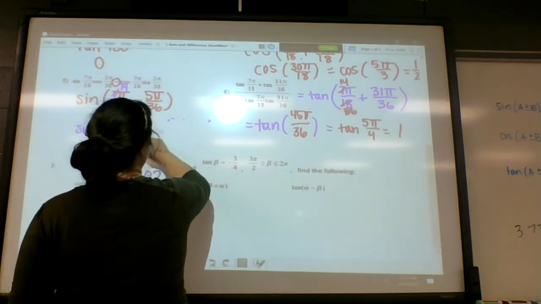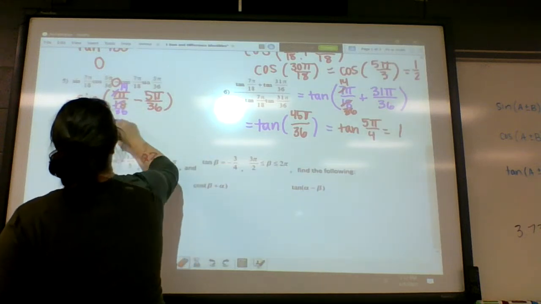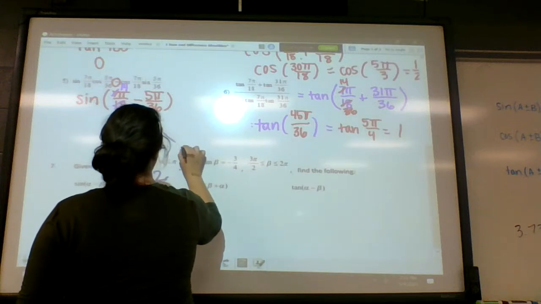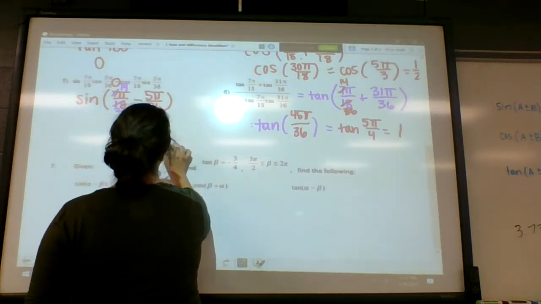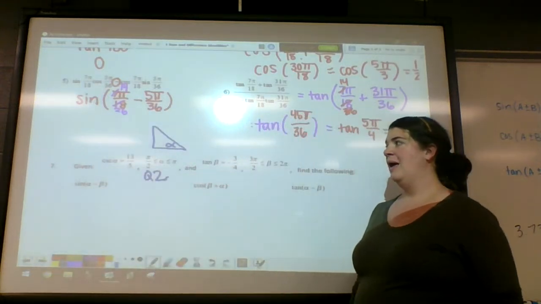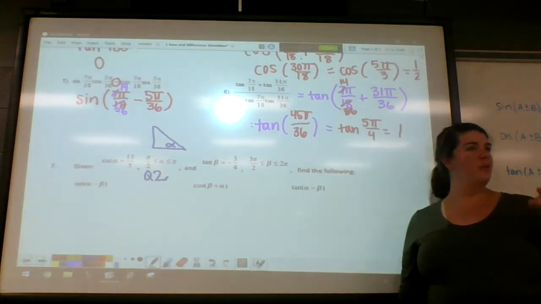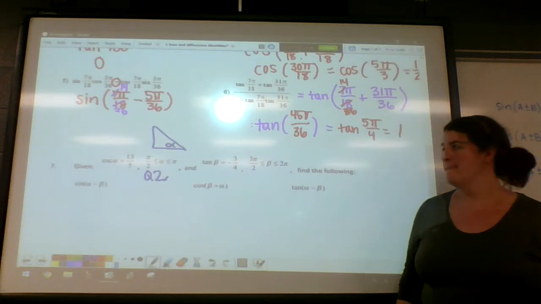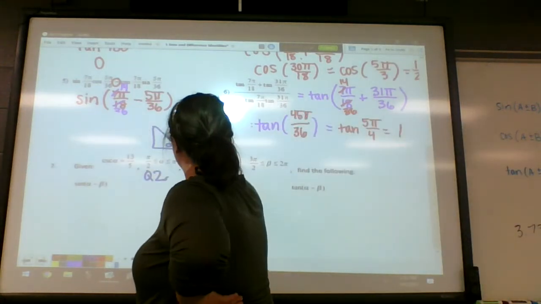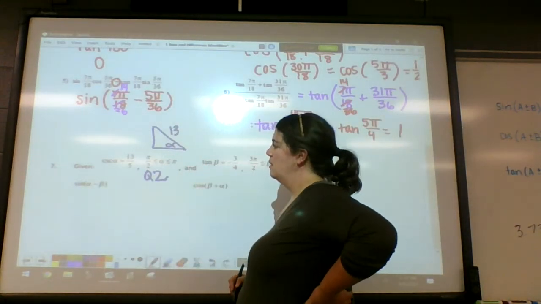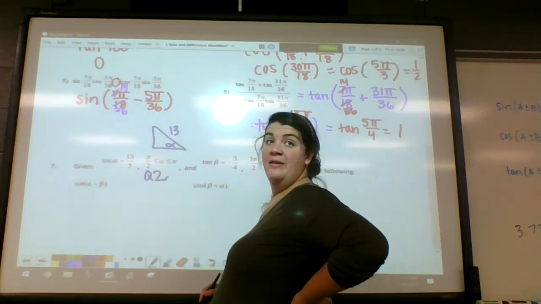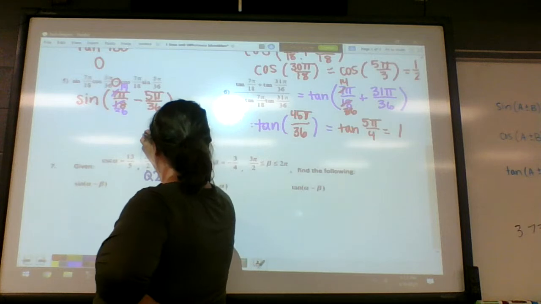So let's take a look at what is happening here. I'm going to give myself a little bit more space, so ignore all this. If I have a triangle in quadrant 2, this would be my alpha. And cosecant is what over what? 13 over 5 is something over something. Cosecant is hypotenuse over opposite, because it's the reciprocal of sine, and sine is opposite over hypotenuse. So that one's 5.